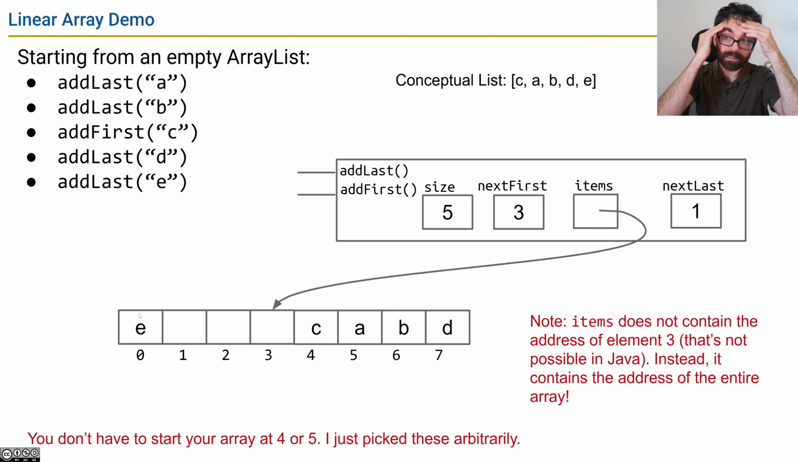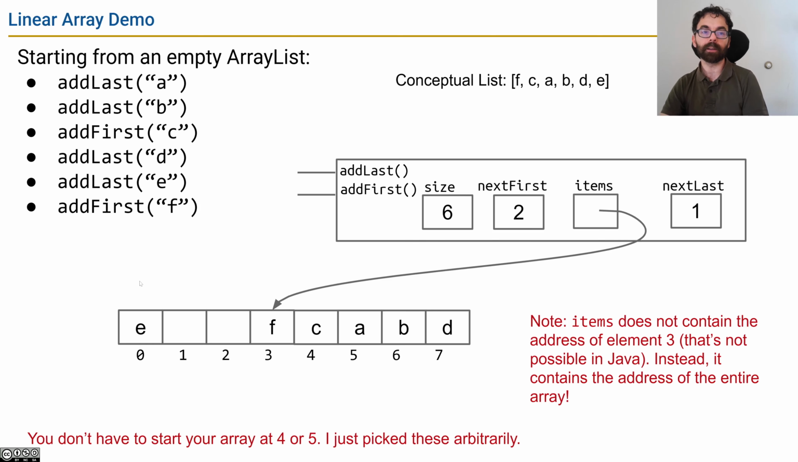And if you're starting to sweat, just think about it this way. The conceptual list, the abstract list the user has in mind is C, A, B, D, E. I'm always reading from left to right. I just need to start reading from the correct place. Where do I start reading from? From next first plus 1. If I now do add first F, now we have F, C, A, B, D, E.